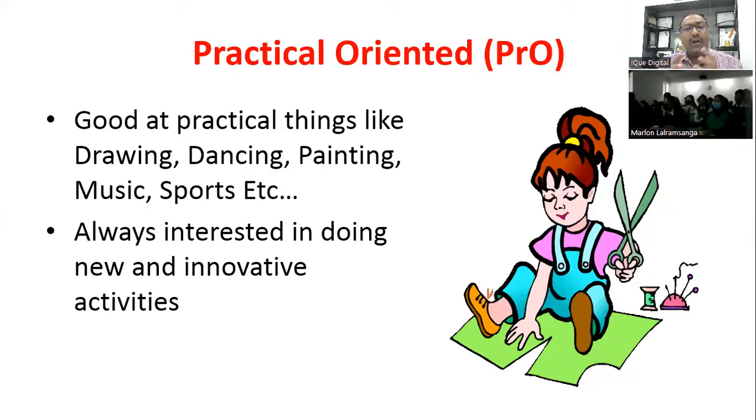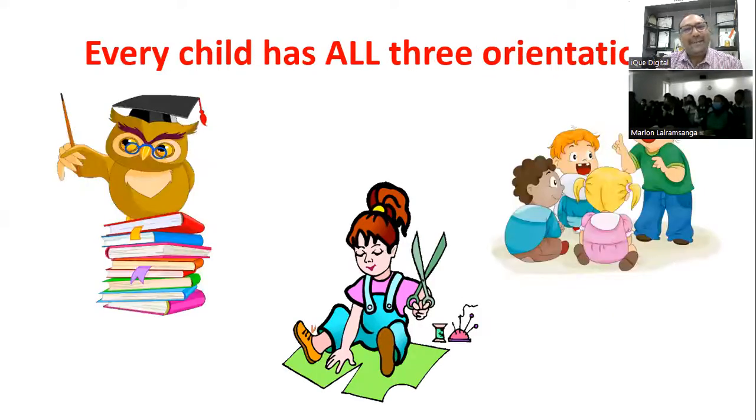They're children who are always interested in doing something new and innovative. They are known as practical-oriented children. Now, the best part is all these three orientations are there in every child. The first thing you need to understand is which orientation is your highest, which is second highest, and which is third highest.